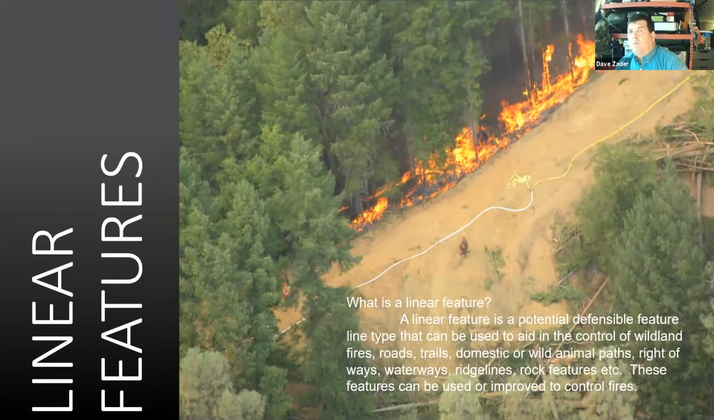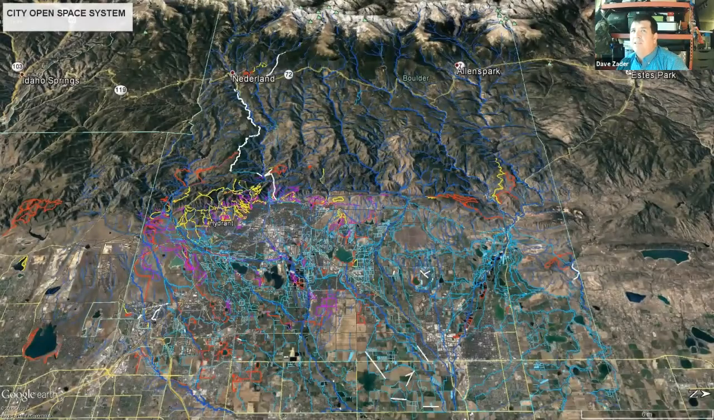In order to do that, we need to find linear features. Linear features are essentially anything that we can hold the fire's progress against, or use as a defensible feature to fight fire from. Those can be fire roads or trails, or even small animal paths can be improved in order to create a defensible feature. There are thousands of them out there, but very few of them are defined on maps.